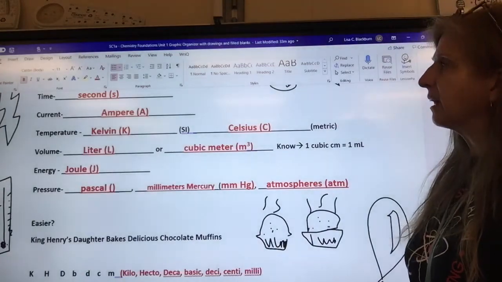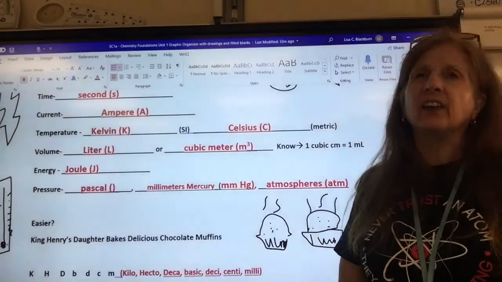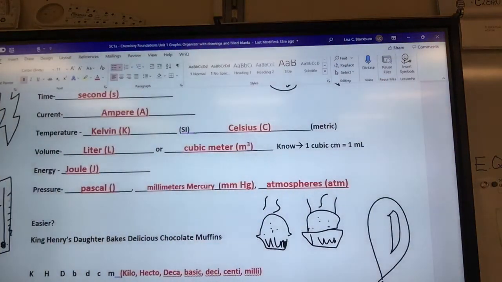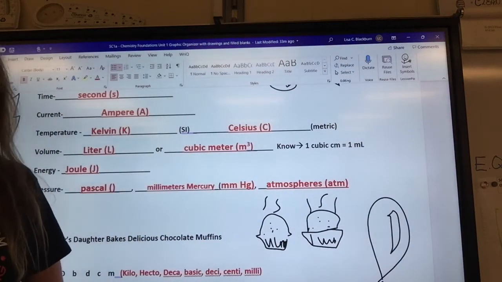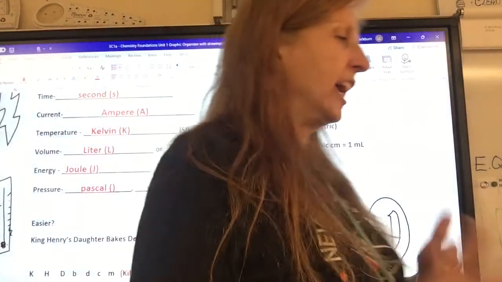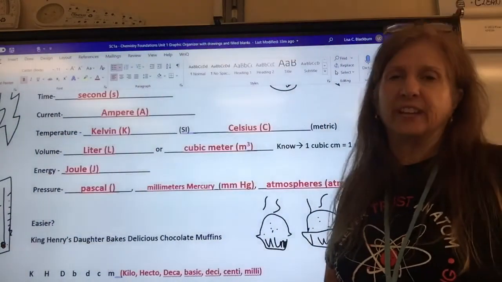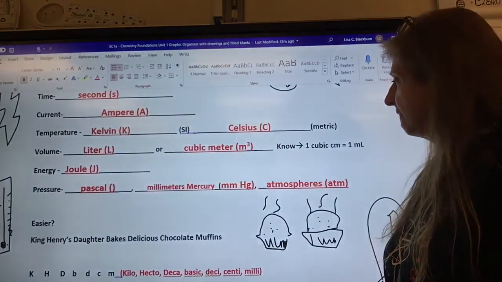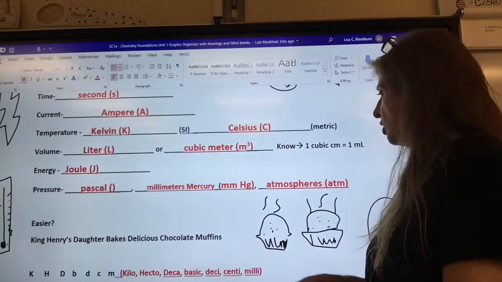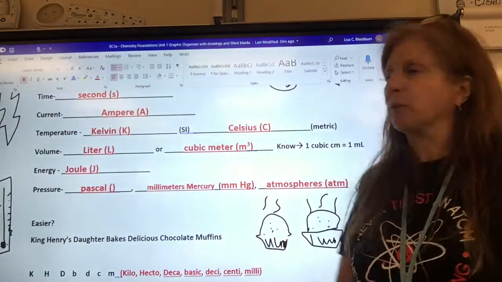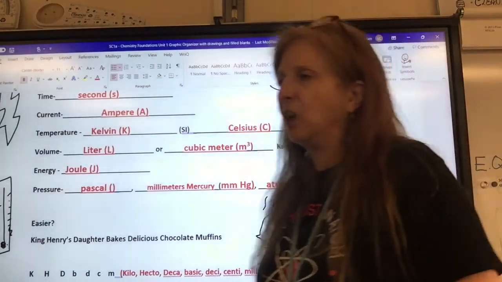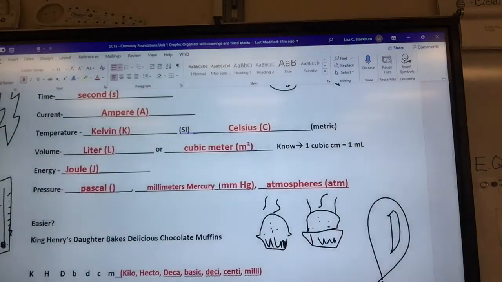Now, why do we like the metric system in science? Because it's easier to do unit conversion. Unit conversion, you don't have to do the train tracks. Instead, you can change between units easier by moving the decimal place. Mercury's symbol is Hg on the periodic table, so that's where that comes from. Atmosphere, ATM. And we'll get to those again when we do the gas laws. We're going to do some gas chemistry.